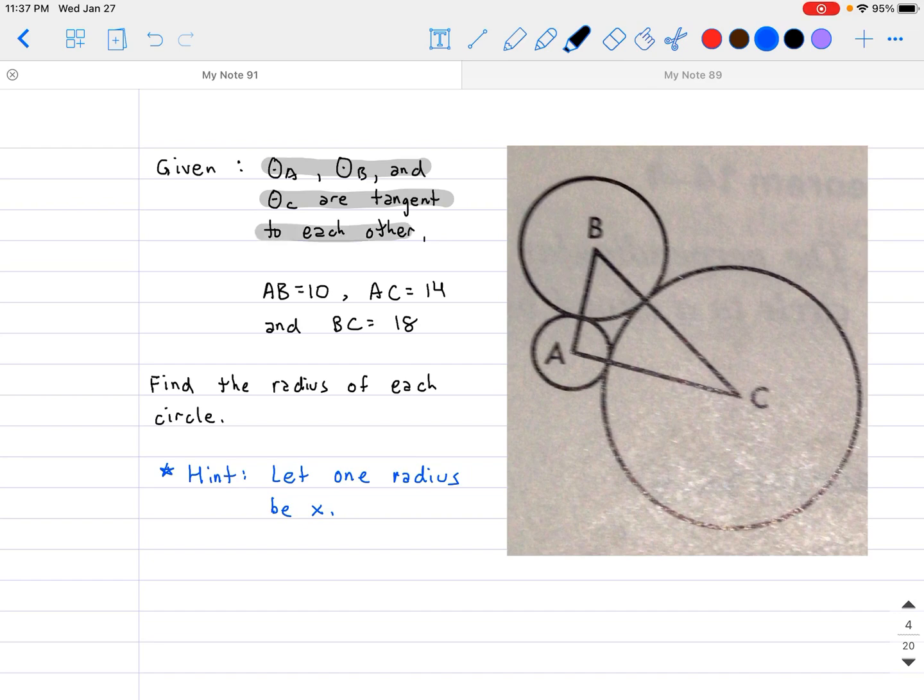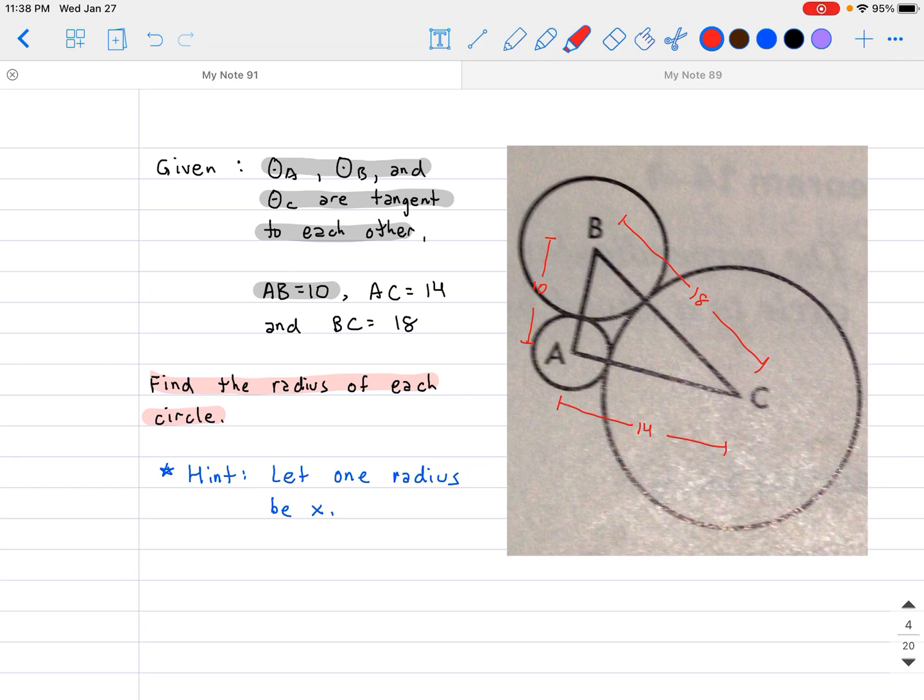Next, we are told that AB, which is the distance from one center to the other center, is equal to 10. Let me go ahead and write that in right now. So this length is going to be equal to 10. Then we also have AC, which is equal to 14. So that's going to be this guy over here. And finally, BC is equal to 18, which is this guy over here. What I want to do is find the radius of each circle.